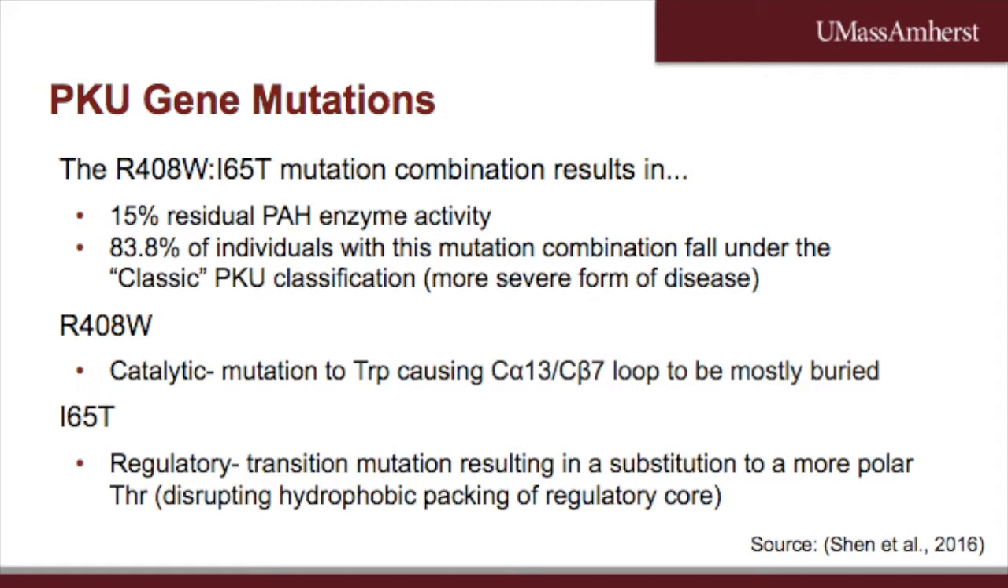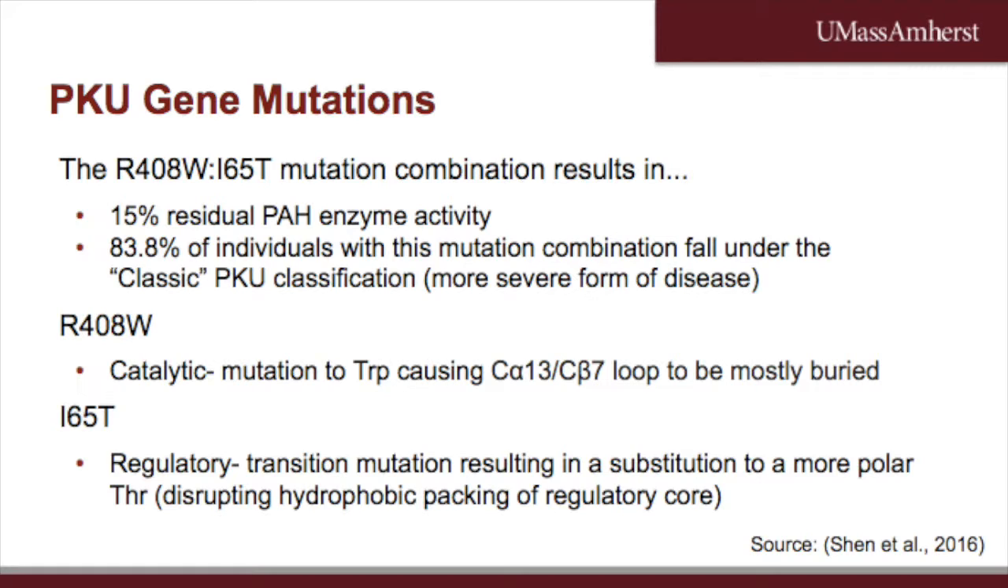While there are multiple combinations of mutations outlined in the Shen study that result in various degrees of disease severity, we chose a combination that results in classic PKU, or the most severe classification. The R408W I65T genotype results in 15% residual PAH enzyme activity and 83.8% in individuals classified as classic PKU.